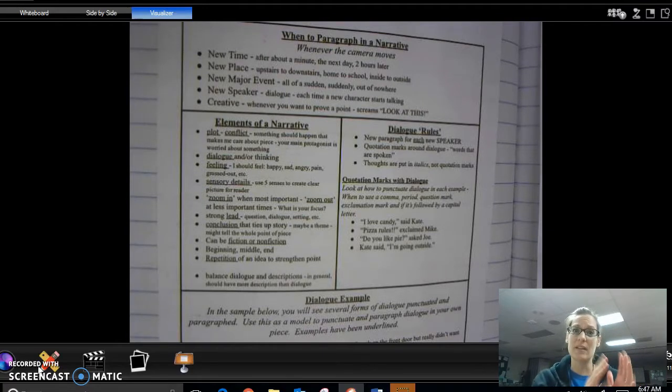Again, that's an organizational element for your reader because you know the new character is speaking, but your reader needs to see that. If you open up whatever book you're reading right now, just take a quick look at the dialogue and the paragraphing that you see in there. Okay. And then the last type of paragraph in a narrative is creative, kind of whenever you want to.